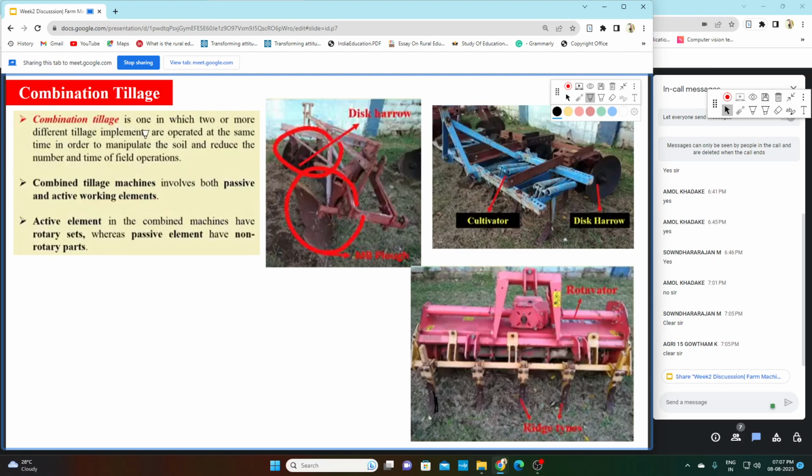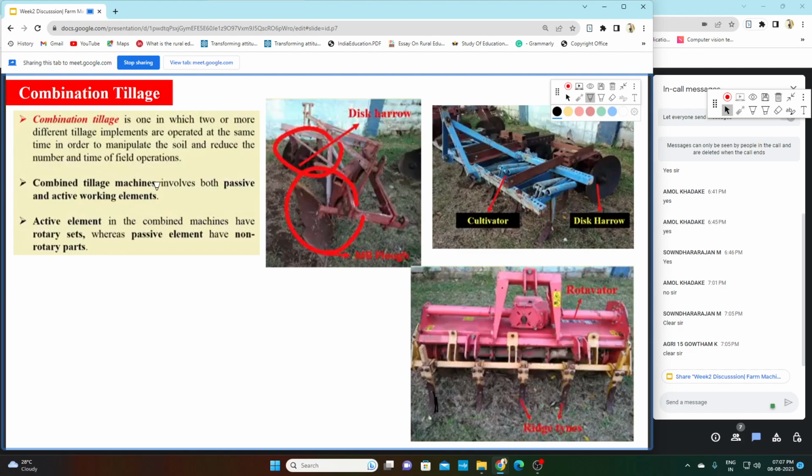So what is the definition of combination tillage? It is tillage in which one or more different tillage implements are operated at the same time. Why do we operate at the same time? In order to manipulate the soil and reduce the number of field operations. In the previous class I told you there is primary tillage and secondary tillage. Now combination tillage combines two types of tillage. For example, in a land we require both a disc harrow as well as a cultivator, but combination tillage operates both in one go. So this is combination tillage.